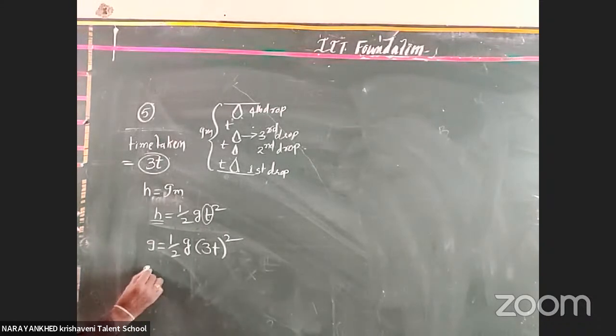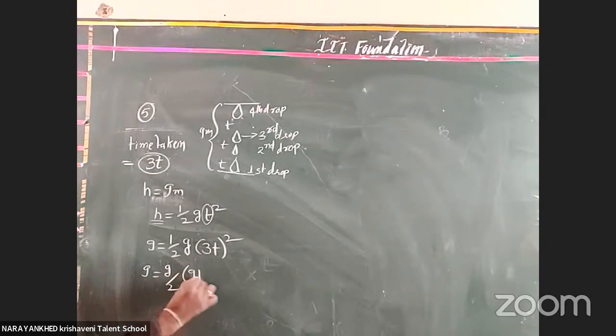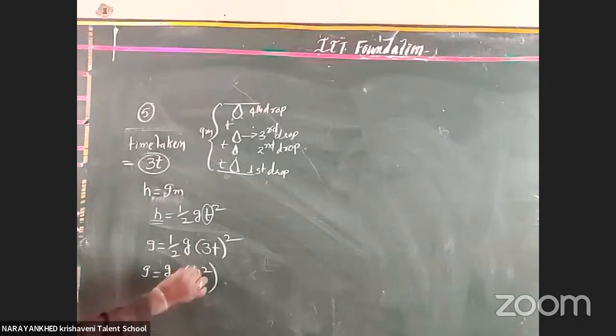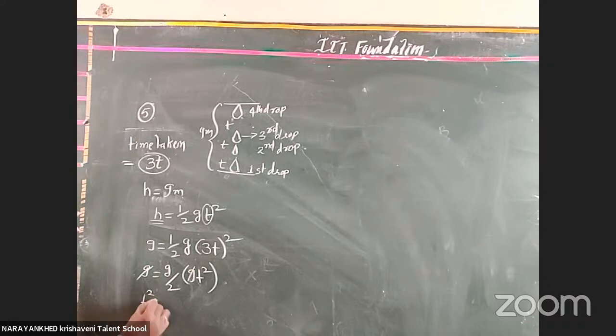Now this is also written as 9. Yes, that is g by 2, 9 t square. Understandable or not? It is 9 into t square, 3 whole square, 9 t square. This 9 and 9 get cancelled. This is also written as what? t square is equal to 2 by g, or not?